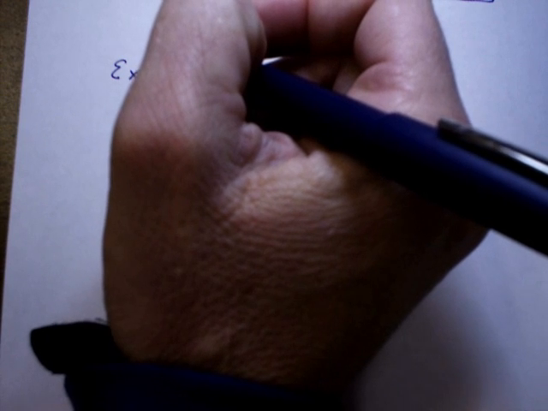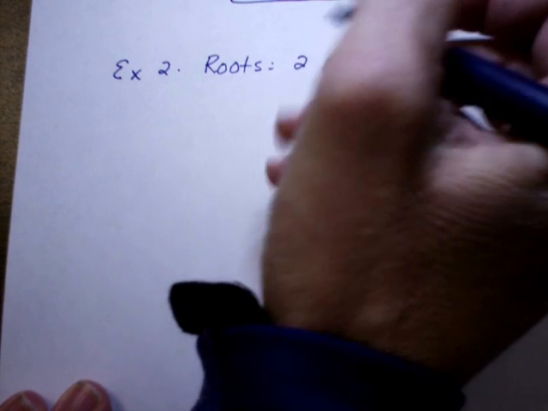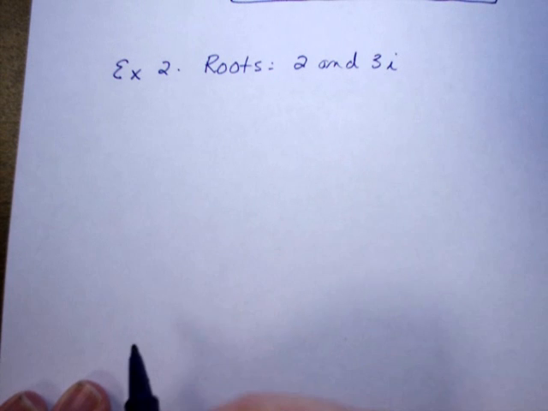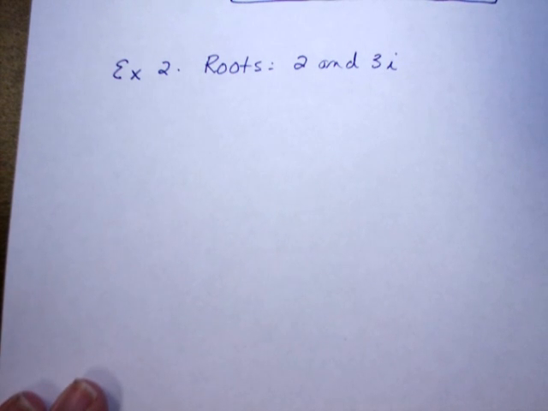This is example number 2. This time, the roots that I'm going to give you are a little bit different. We're going to start with 2, and we're also going to give you 3i. So we have both a real root and one complex root. That i is the imaginary component.